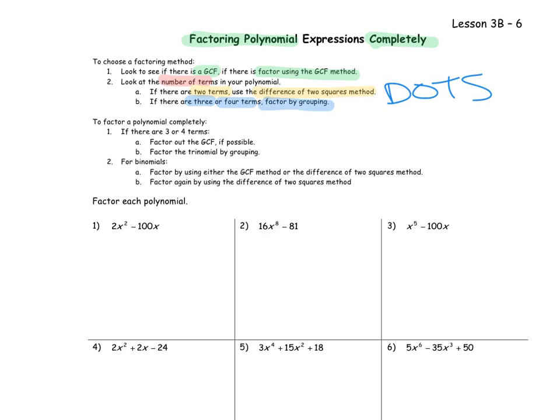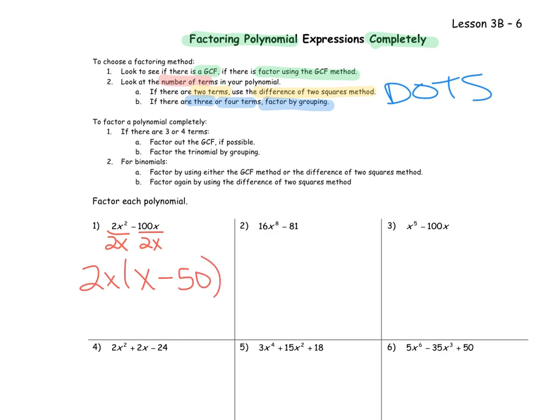So let's look at number 1. For number 1, we have 2x squared minus 100x. All right, well, I have to first ask myself, is there a GCF? So, is there? Yes, there is. We are going to divide out both terms by 2x. When I divide out both terms by 2x, I'm left with x minus 50.